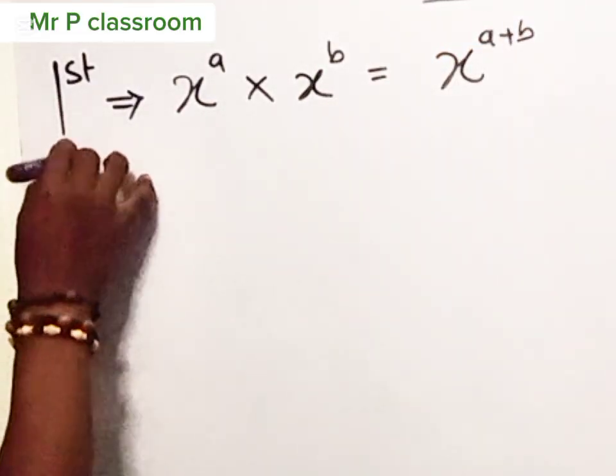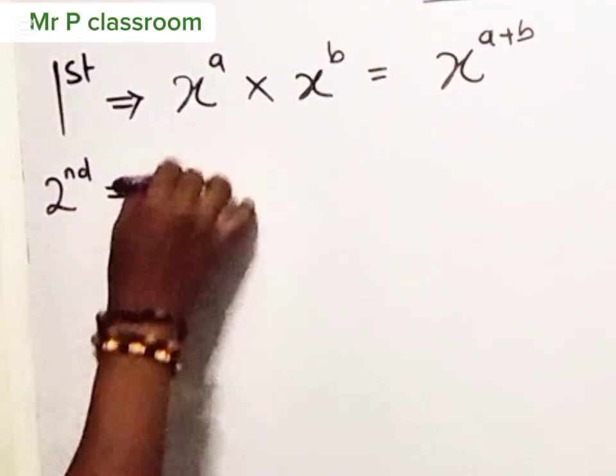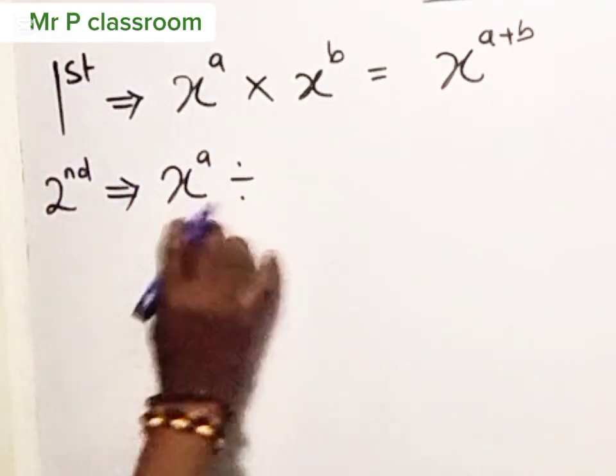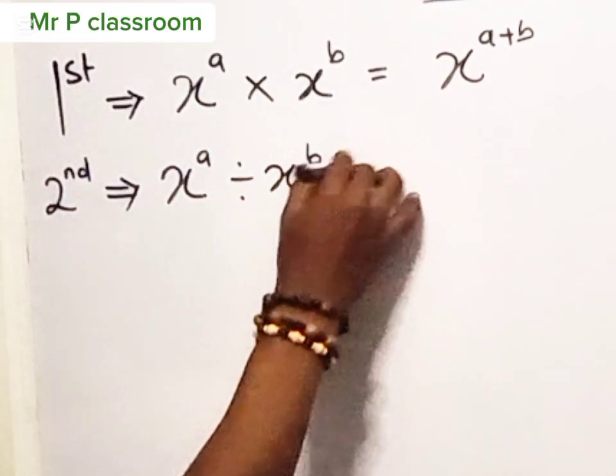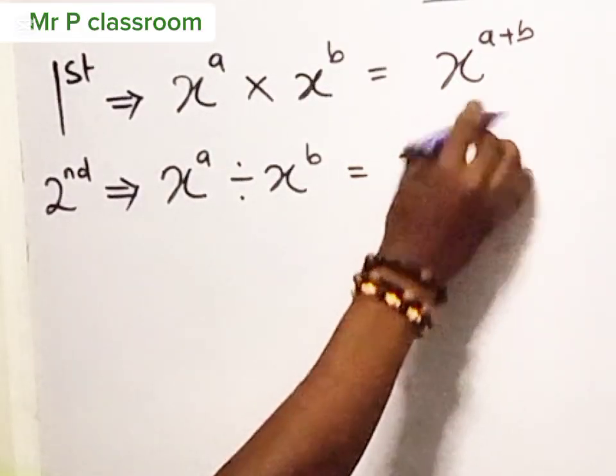The second law is similar to the first law, but it says that if you have x raised to the power of a, but this time around divided by x raised to the power of b, you just subtract the power.